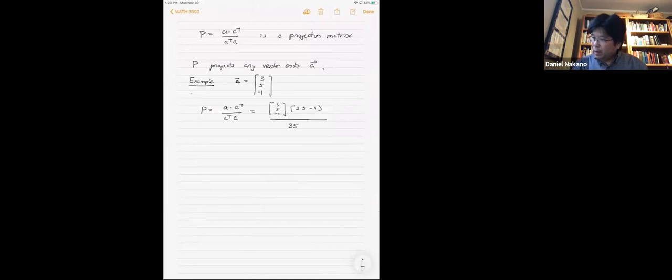All right, so let's compute this out. It's 1 over 35, and now we just take matrix multiplication. You take the 3, the top row, and you take it times the vector 3, 5, minus 1. So I get 9, 15, minus 3. Then you take the 5 and you do the same thing, so that's 15, 25, minus 5. And the last one is, of course, minus 3, minus 5, and 1.